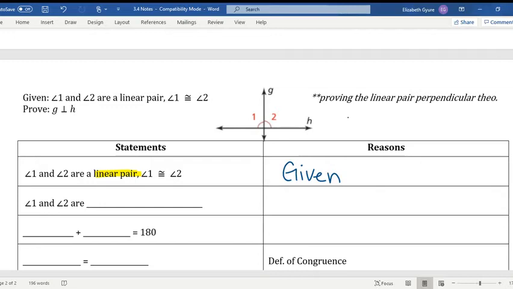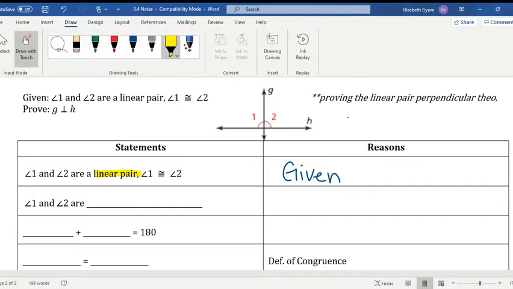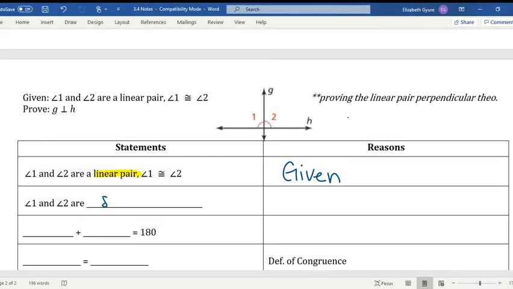What kind of angles do linear pairs make? Anybody? Linear pairs? They're supplementary. Yep. If you have a linear pair, we can say that angles 1 and 2 are supplementary. Very good. And again, use your context clues. You were given a linear pair, right? So then the appropriate reason for that would be the linear pair theorem.